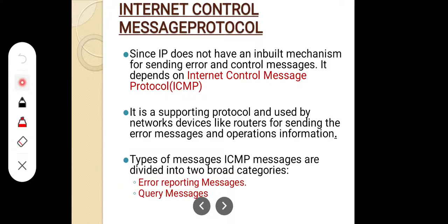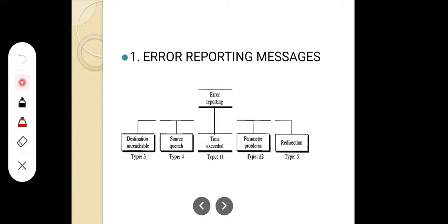So let us go into the details of error reporting messages. Error reporting messages have 5 classifications. We have 5 types of error messages. The first one is destination unreachable, then source quench, time exceeded, parameter problem, and redirection. These are the 5 types of error messages. Each of these error messages has a different type: type 3, type 4, type 11, 12 and 5.